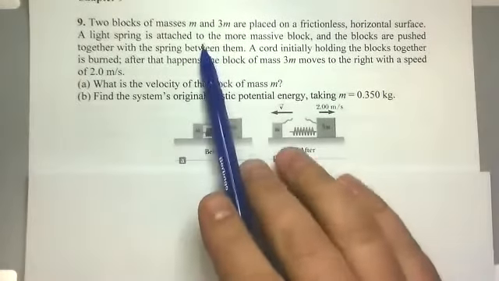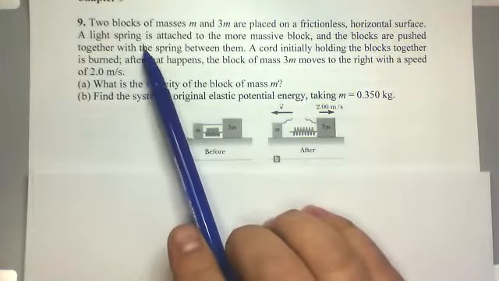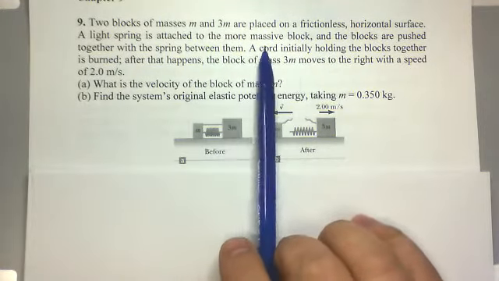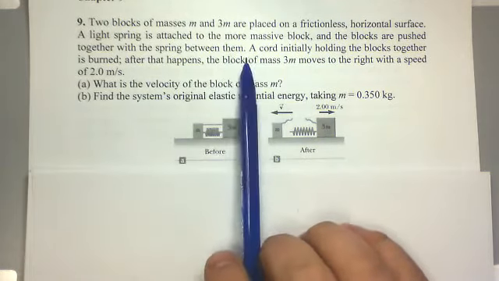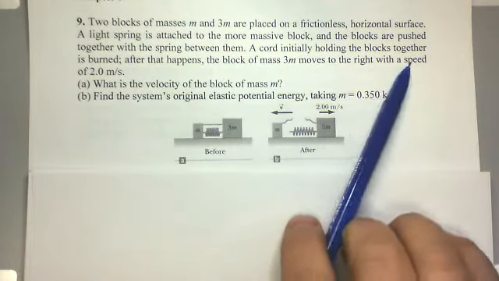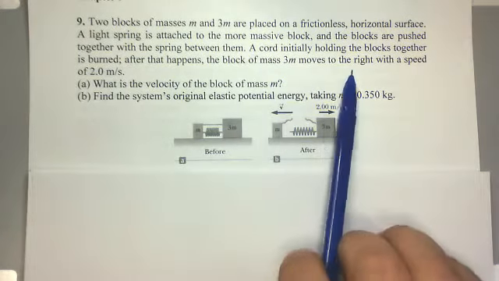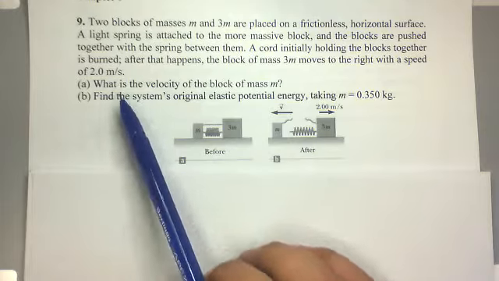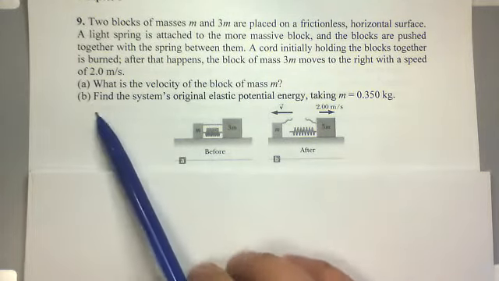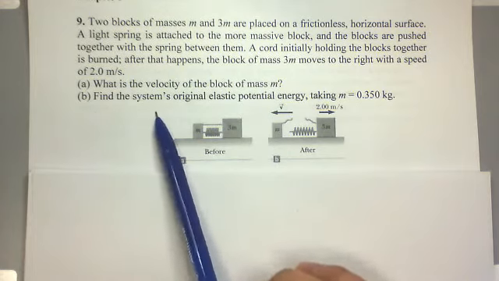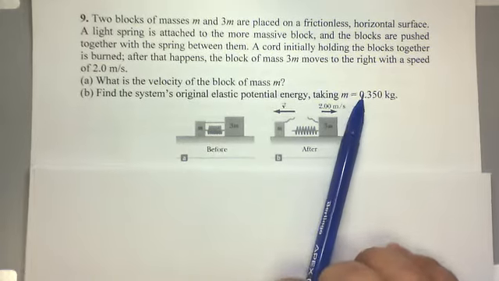Two blocks of masses m and 3m are placed on a frictionless horizontal surface. A light spring is attached to the more massive block, and the blocks are pushed together with the spring between them. A cord initially holding the blocks together is burned. After that happens, the block of mass 3m moves to the right with a speed of 2 meters per second. First question, what is the velocity of the block of mass m? And B, find the system's original elastic potential energy, taking m equals 0.35 kilograms.